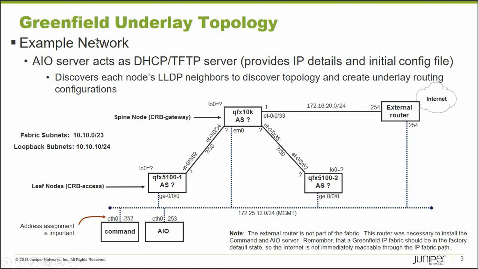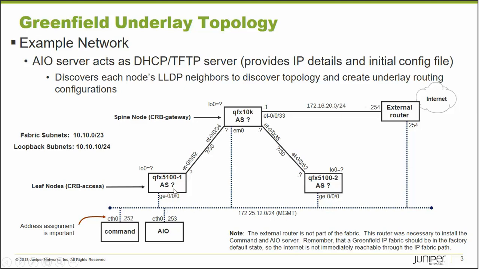So this is our example network. We're going to have a command server that's running the command user interface. We're going to have an all-in-one server that's going to run OpenStack, Contrail networking, and also a DHCP container. Okay, and they're going to be attached to this management interface. So that's what these dotted lines are, the management subnet here.